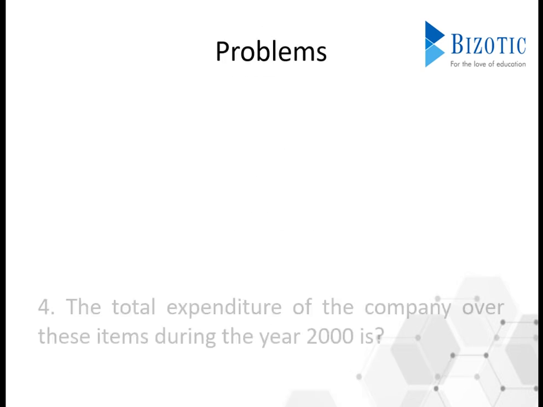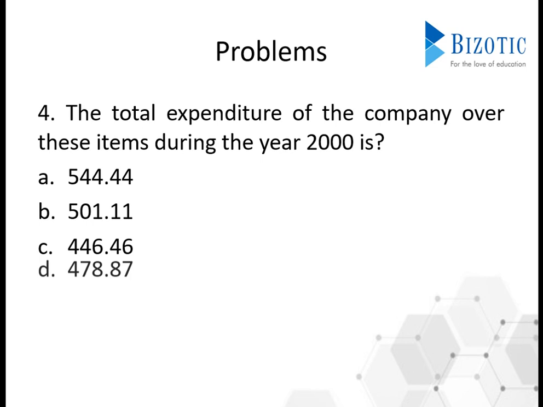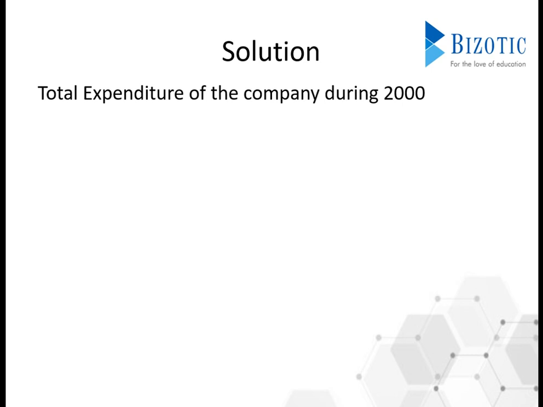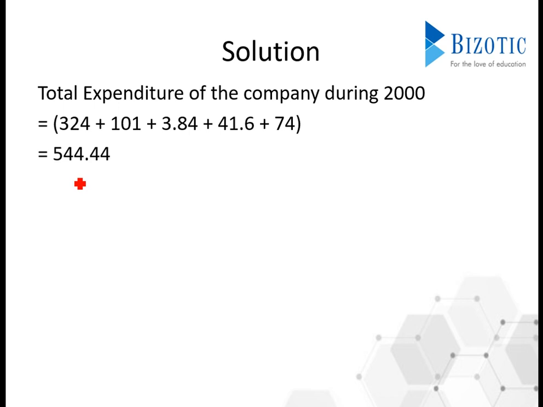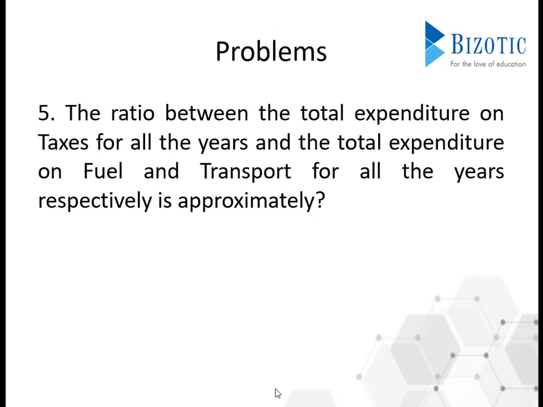And now let's move on to question number 4. The total expenditure of the company over these items during the year 2000. They have just asked for total expenditure, so this is even easier. You just have to add everything in the 2000 row. So what do we have in the solution? By adding everything, you have the total sum. The total sum will be 544.44, which gives option A, 544.44.